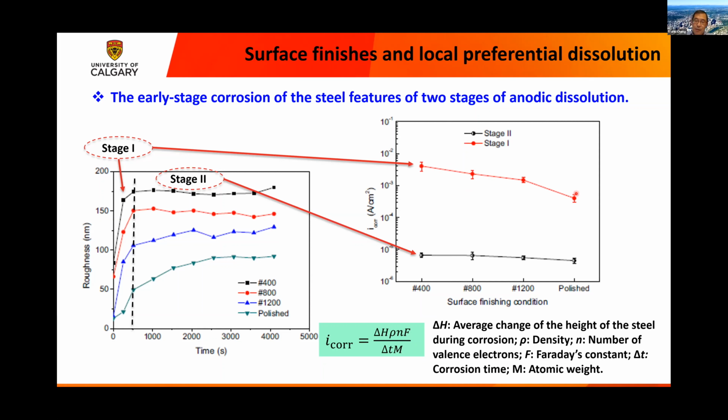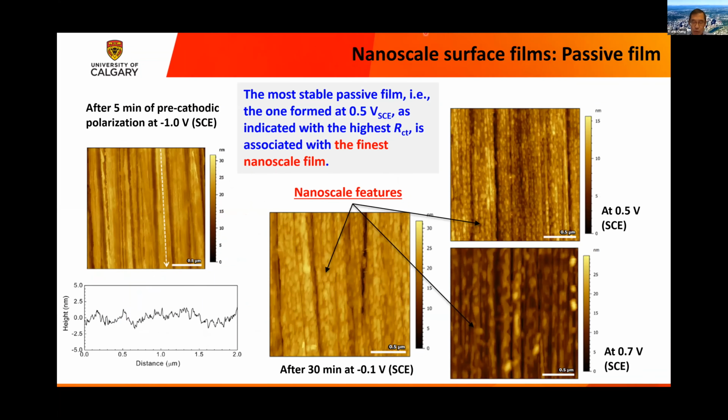If we can create very refined surface features, the extreme example being a glass-like leveled surface, we can bring the corrosion rate to a very, very low level. So the corrosion rate goes down if the surface feature is improved through surface treatment. And that's the surface feature based on mechanical treatment.